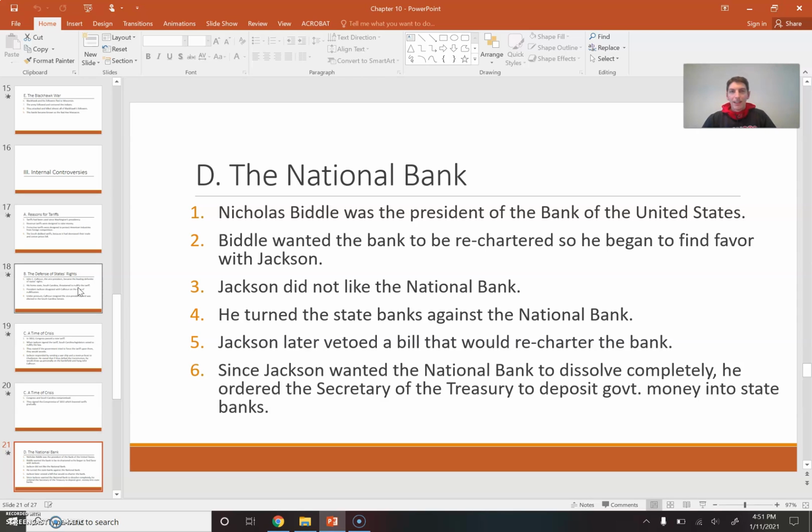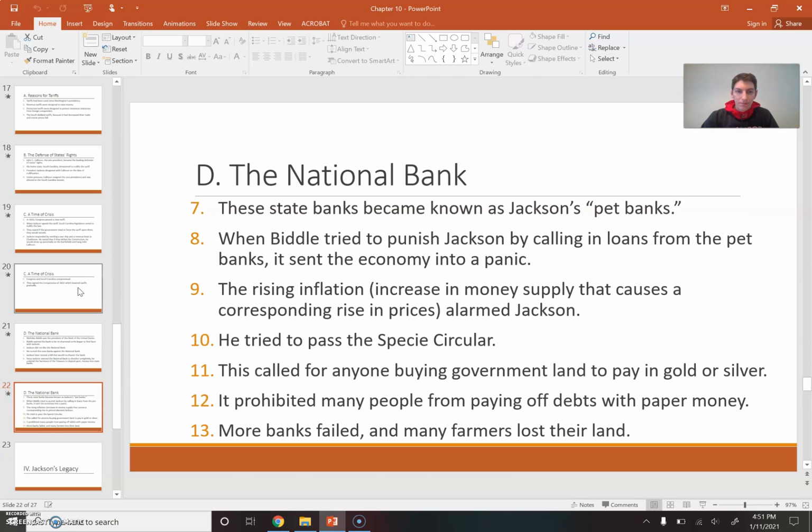Until finally, the third Secretary of the Treasury that Jackson hired decided to deposit government money into separate state banks. Because here's the thing, a bank cannot survive without money. And so if Jackson takes away all of the government finances from the National Bank, it'll dissolve. So these state banks became known as Jackson's pet banks. And so when Biddle tried to punish Jackson by calling in loans from the pet banks, it sent the economy into a panic. Surprise, surprise.